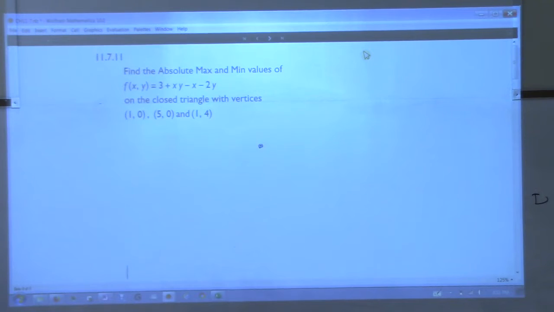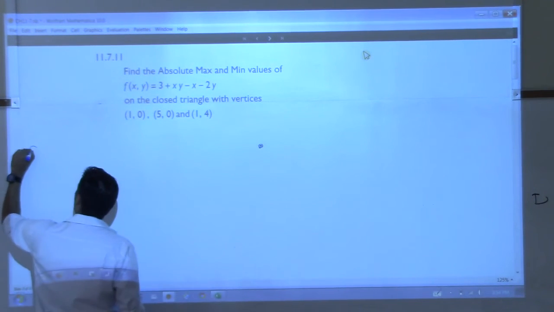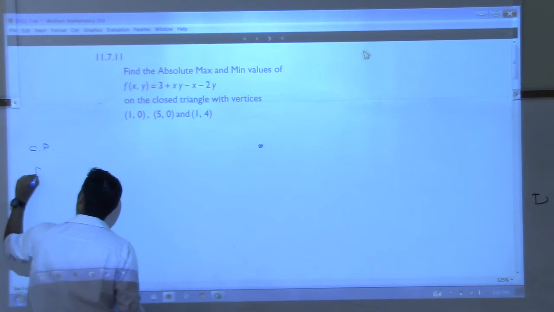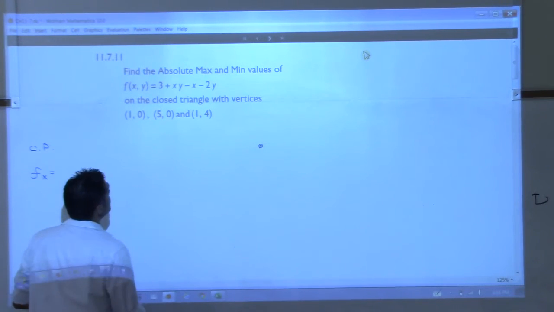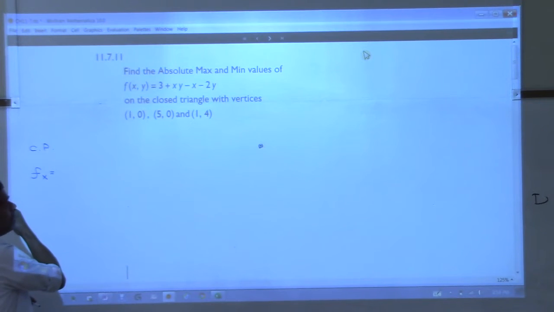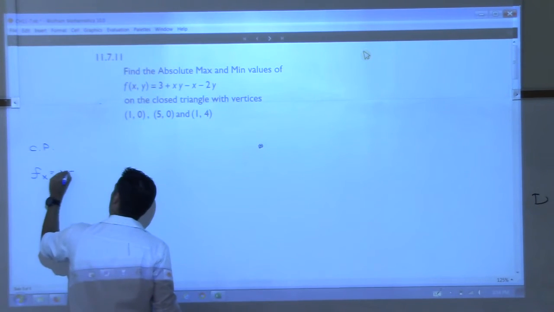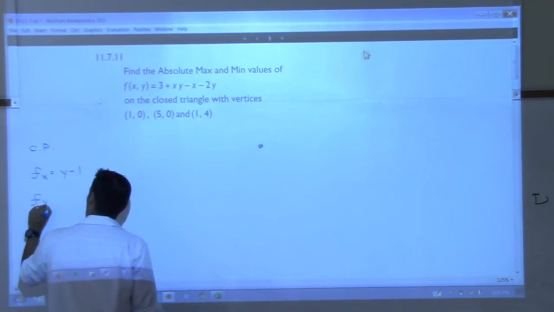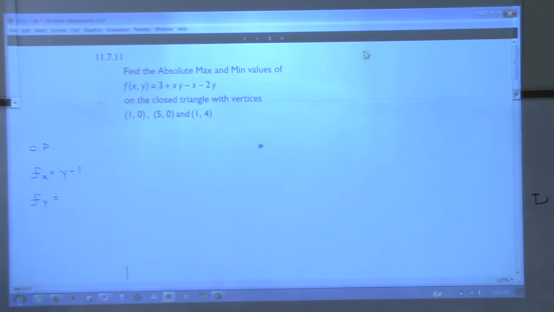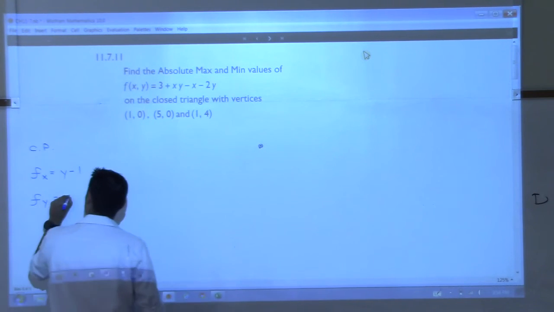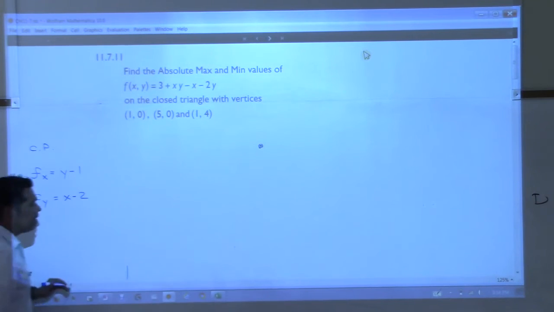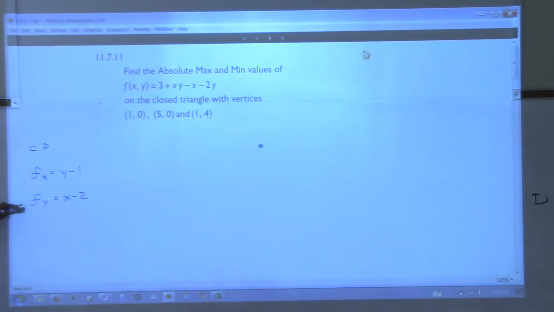So first step is let's find the critical numbers or critical points. So for the critical points, we're going to take the partial with respect to x, which here for us is y minus 1. And then the partial with respect to y, which is x minus 2. And then when we set each of those equal to 0, we have a pretty clean solution, don't we? So our only critical point that we get is (2, 1).